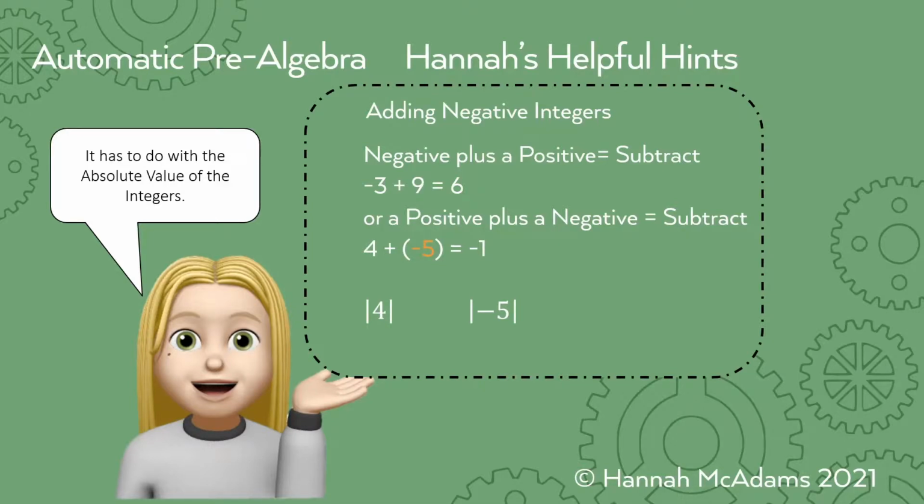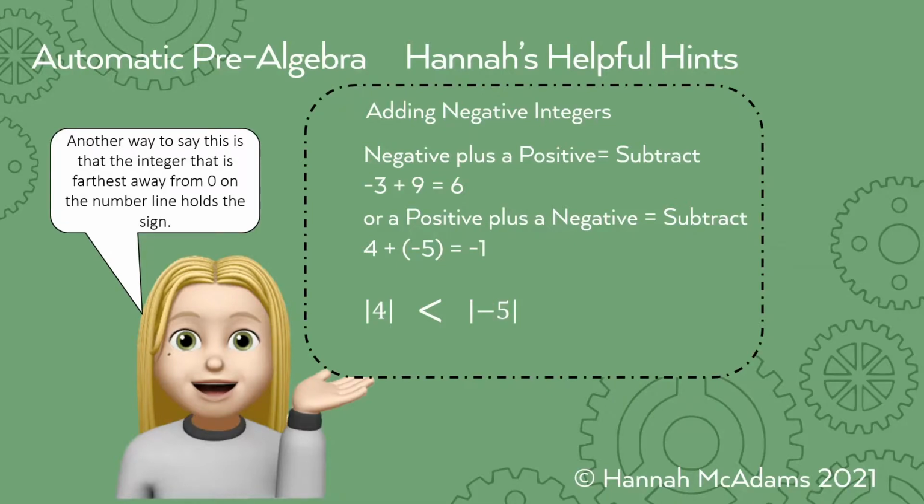So which one has a greater absolute value? The negative 5. The integer with the greater absolute value holds the sign. So negative 5 is farther away from 0 than 4 is, right? So since 5 is the greater number, if you don't like that, you can use the less than sign or this. Since this has a negative sign, the answer is going to be negative.